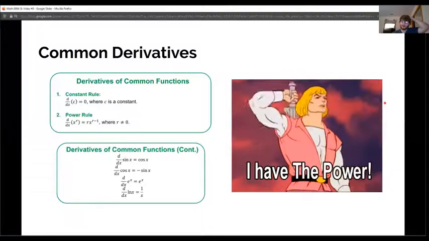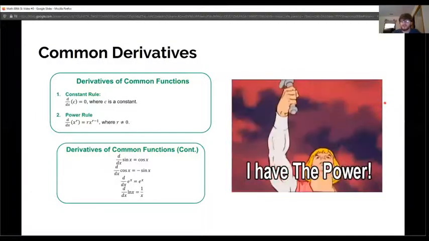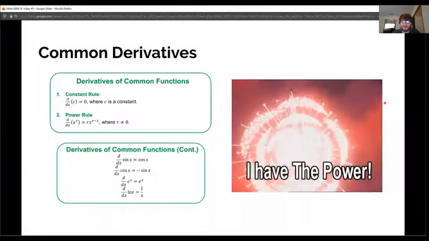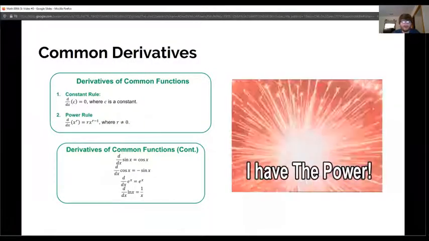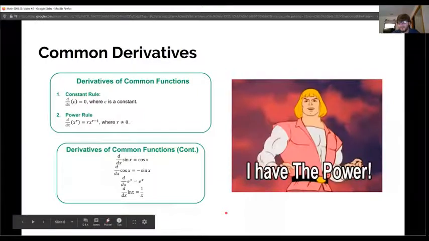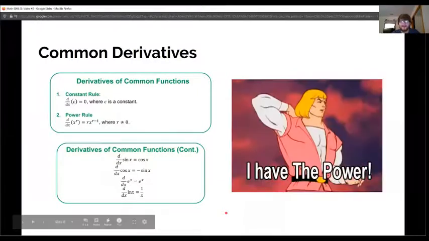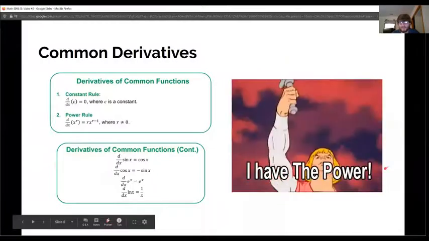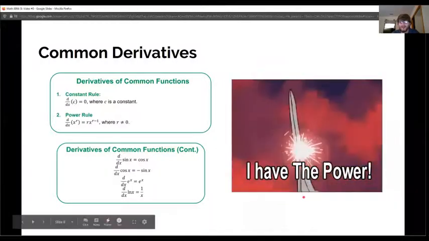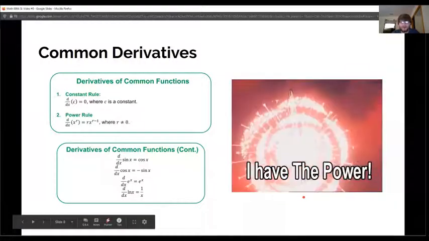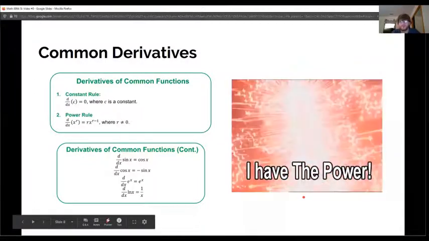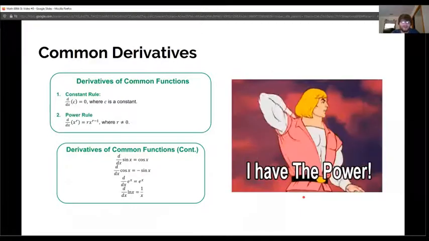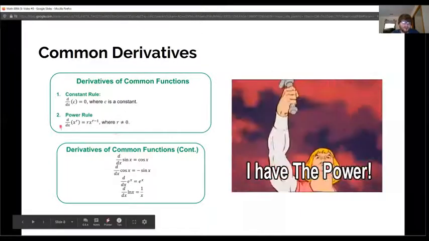Here we have some common derivatives. So these are some easy ways you can take the derivatives of some functions without having to go through that whole limit stuff. So in high school, my teacher introduced us to the power rule using this character, He-Man. He said that we now have the power because we know the power rule, which is kind of true. It's really super helpful for figuring out derivatives super fast, and I hope to pass that power on to you. So let's look at the power rule first.